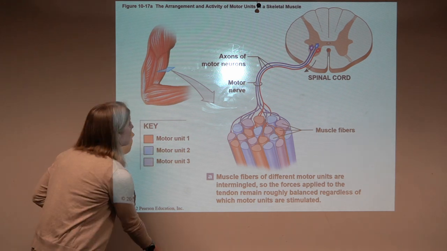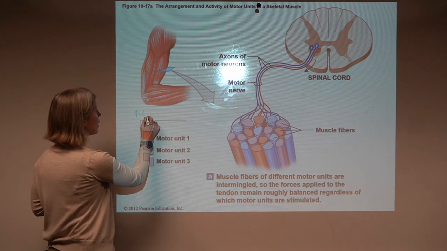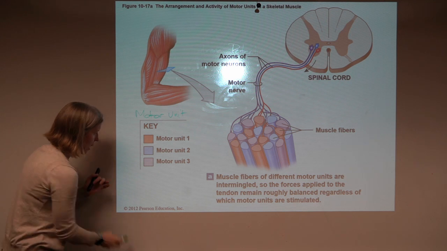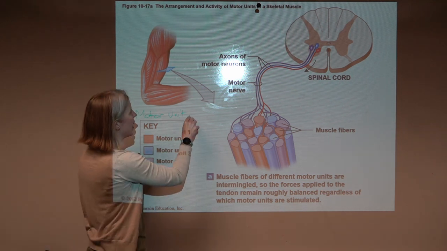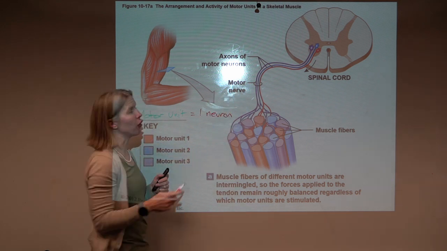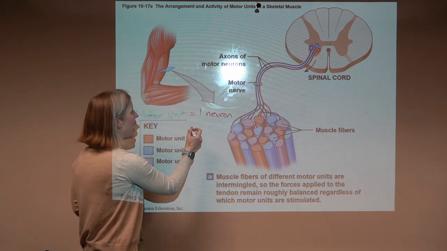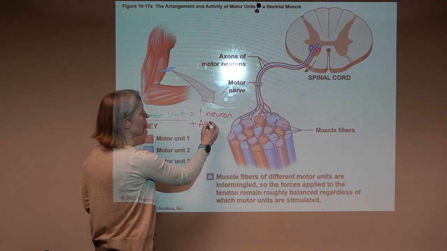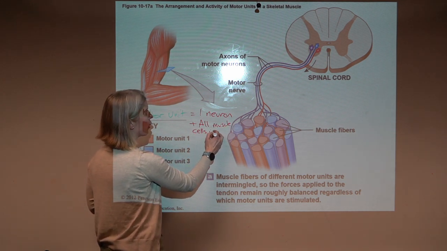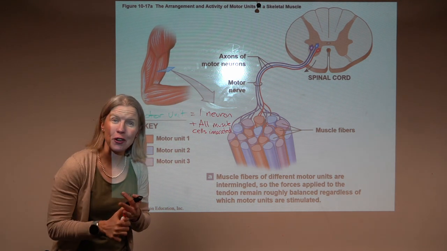Motor unit recruitment is one of the other ways that we can see this happen. So that's not the best color. A motor unit is going to be one neuron, right? This one nerve, and all the muscle cells that are innervated by it. Okay, and so this is cute. They've color-coded this for you.